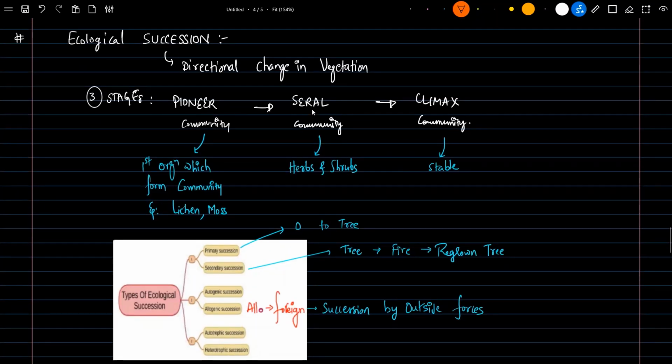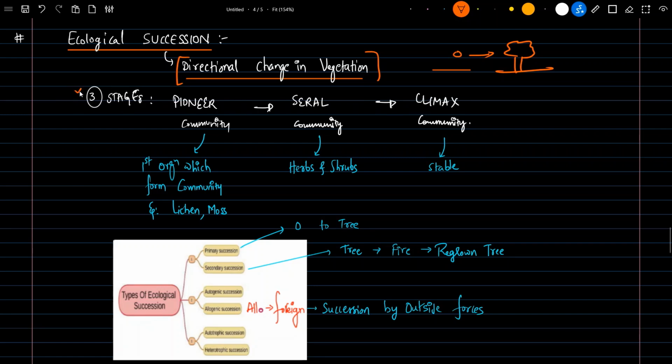Next, let's understand ecological succession. Succession means a directional change in the vegetation in an ecology. So succession always defines this: directional change in the vegetation. Simple example: there is a barren land. Because of some activity, a tree has grown. So there is a change in vegetation from zero to something. This is a directional change in vegetation.